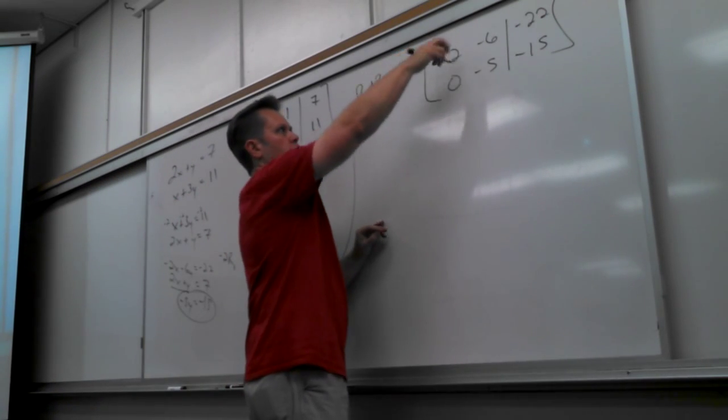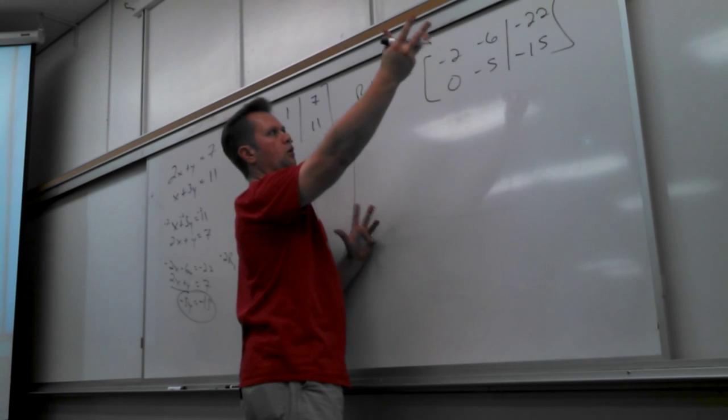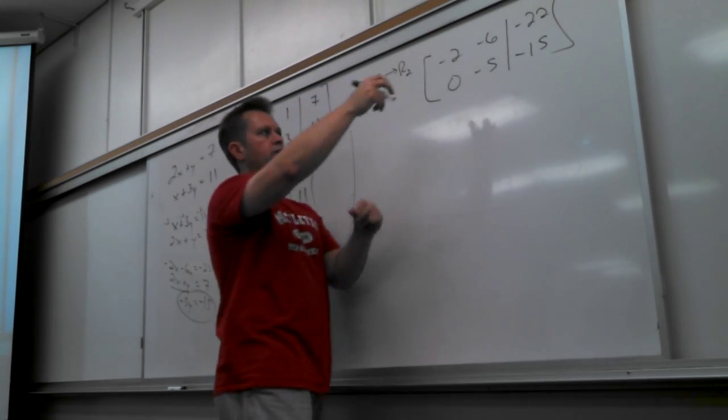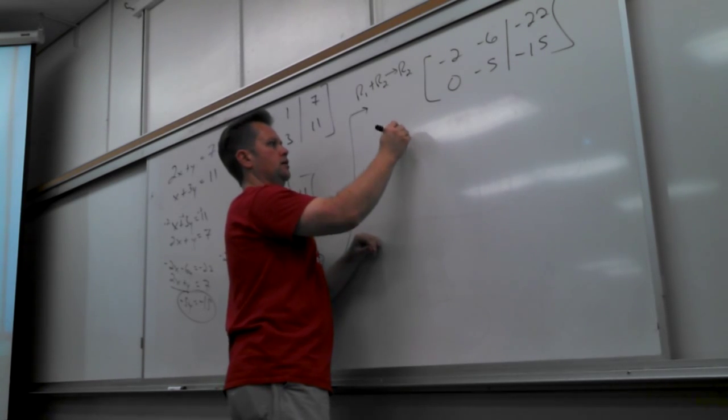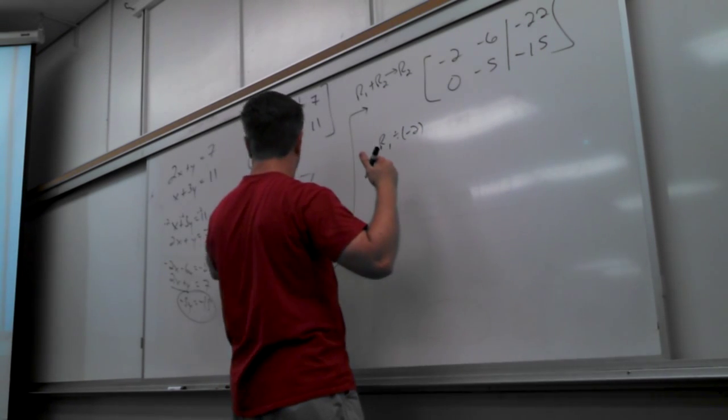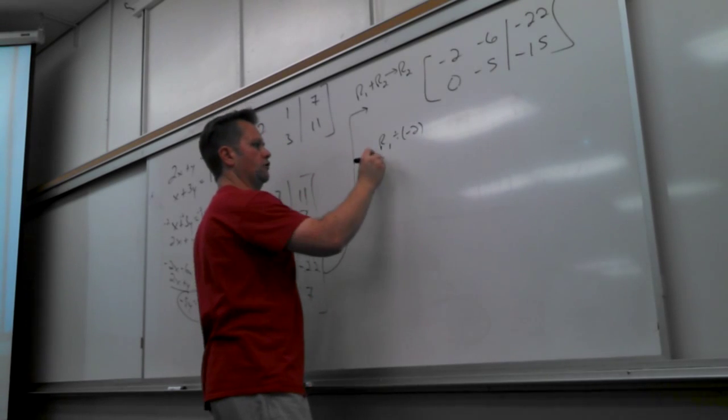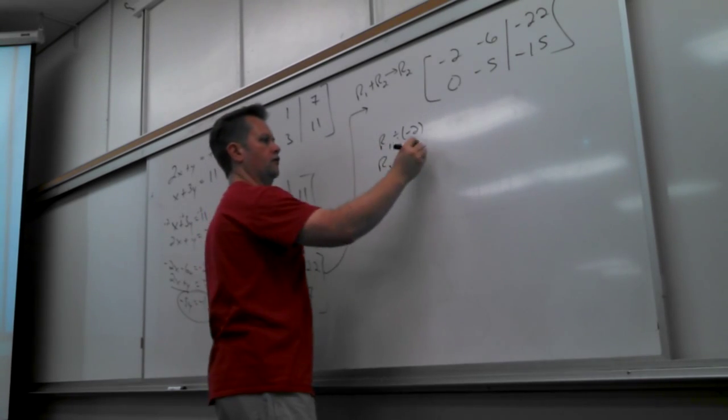And what can I do with each of these rows? Like row 1 and row 2, I can do something to both of them to make them look better. I can take row 1 and divide it by negative 2, because remember I multiplied by negative 2 over here. I can take row 2 and divide it by negative 5.